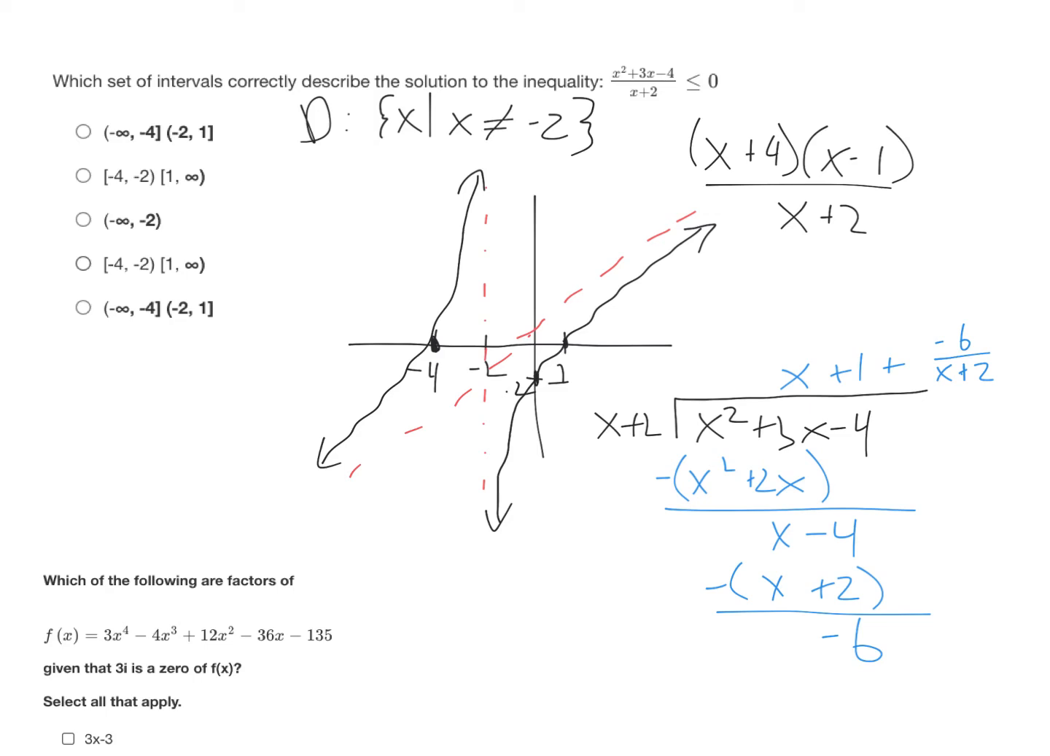And so I can see in the graph it's anything over here, we're below the x-axis, and then anything from here to here. So that's going to be negative infinity to negative 4, including the negative 4, and then negative 2 to positive 1, including the positive 1 because it's less than or equal to 0, and it is equal to 0 there, but not including the negative 2 because the graph isn't equal to anything at negative 2. So my answer would be this one. All right.